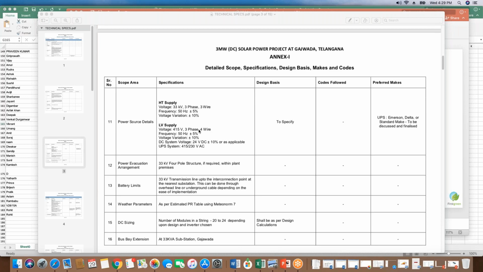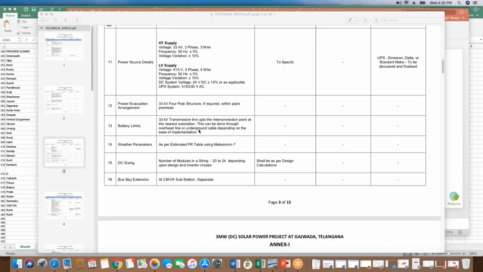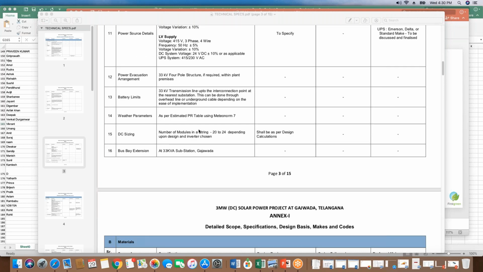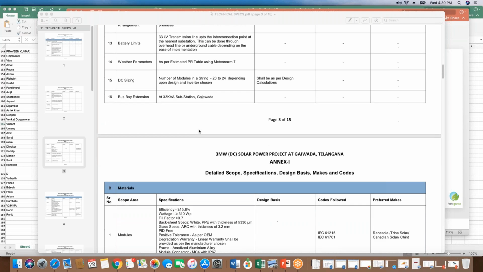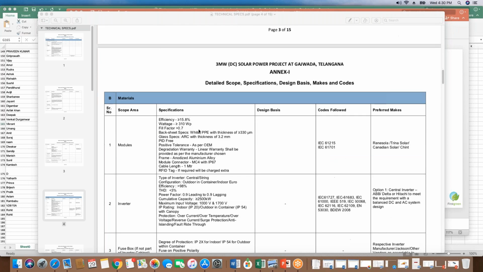You are also mentioning what will be your power source and at what voltage the power evacuation will take place, with which party the power evacuation is taking place, and what is the scope of the EPC player, that he has to terminate to the injection point, or you can define that. The DC sizing, you can also define how many strings, how many modules in the string you are considering. You can also define the bay extension scope in your module supplier things.